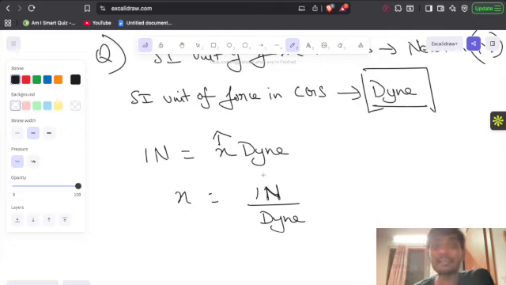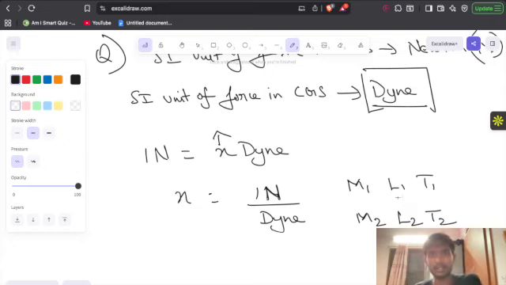So Newton is in a particular system of units where there is a specific mass which is m1, specific length which is l1, and specific time which is t1. Okay, and dyne is in a different system of units. Therefore, I am taking the mass to be m2, length to be l2, and time to be t2. Okay, because they are different. The units of both these things are different.